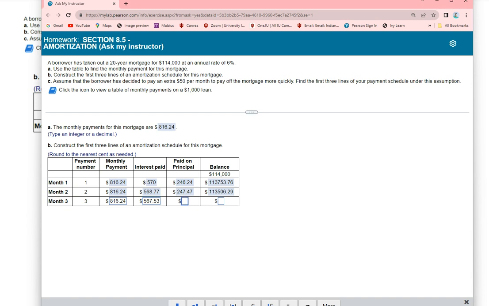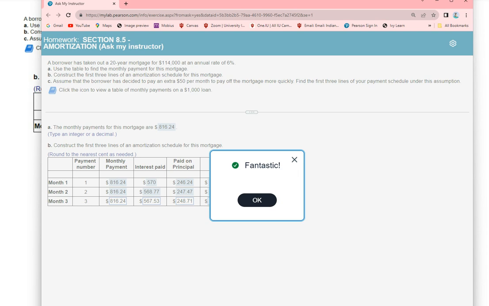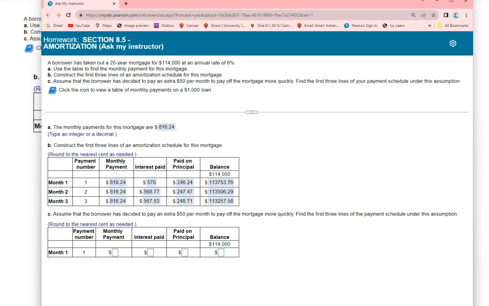And then subtract those two. The check you sent in, the $816.24, take out $567.53. They keep that. The remaining $248.71 goes towards that balance. So subtract it from the $113,506.29, and that gives me 113,257.58. Bam. Fantastic. And now part 3 pops up, and I'm going to have to do this in a third video. Sorry.